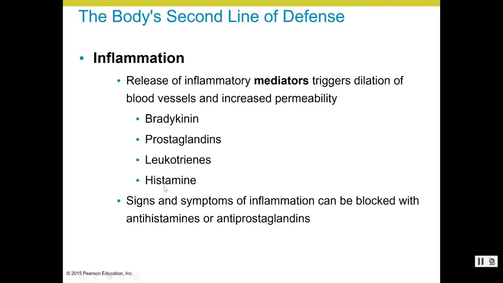A lot of students will tell me histamine is very familiar, and it's familiar because you take antihistamines. Anybody have allergies here in Houston? A lot of times you're on long-term antihistamines all the way through spring because of your allergies. Histamine is an inflammatory mediator. It's going to cause some inflammation, increased dilation of your blood vessels and permeability of your blood vessels.